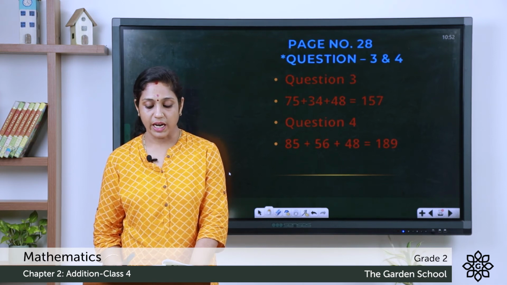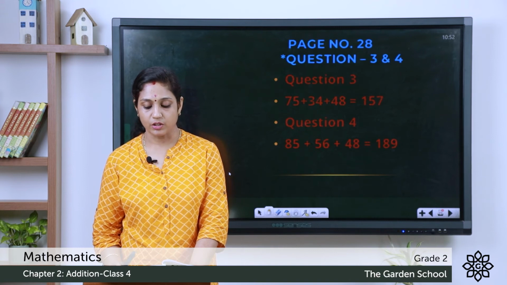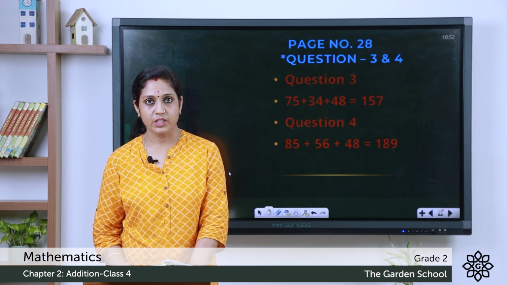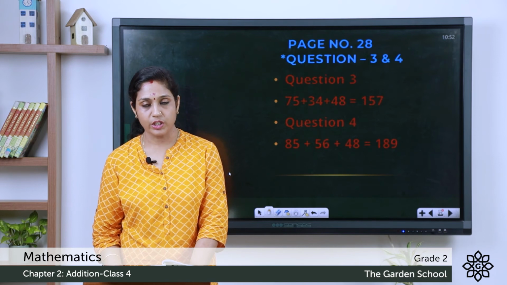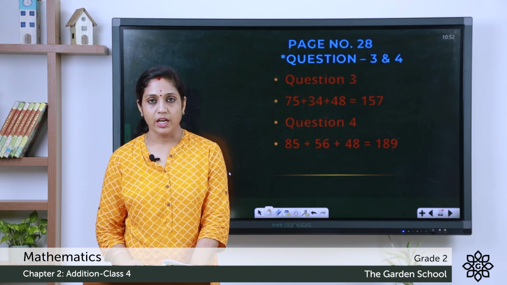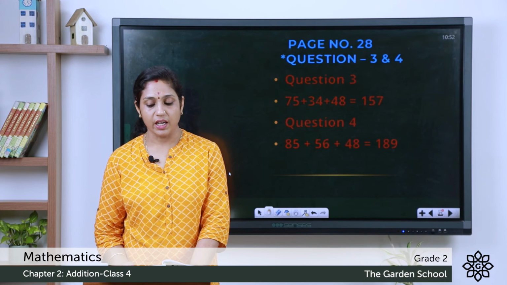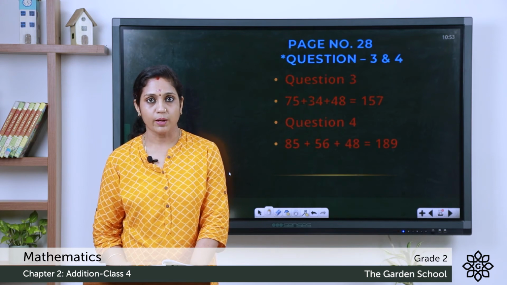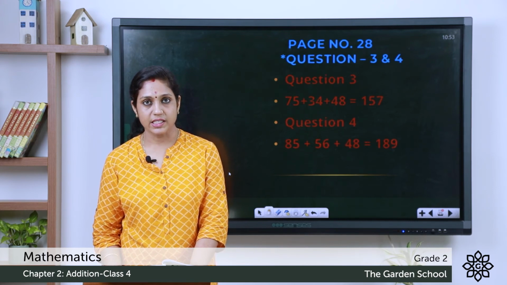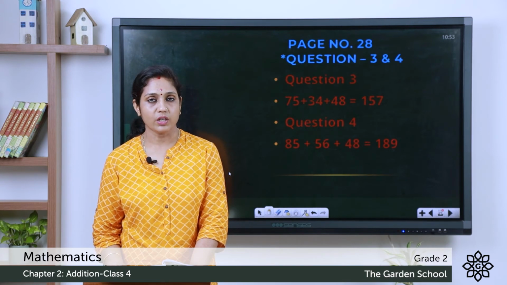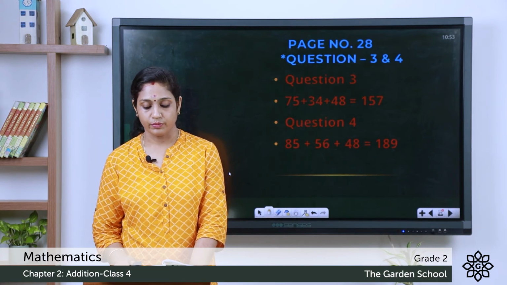In a book fair, 96 people visited on the first day. So total number of people visited on the first day is equal to 96. Number of people visited on the second day is 54. Total number of people is 96 plus 54. So write down the steps, find out the answer.